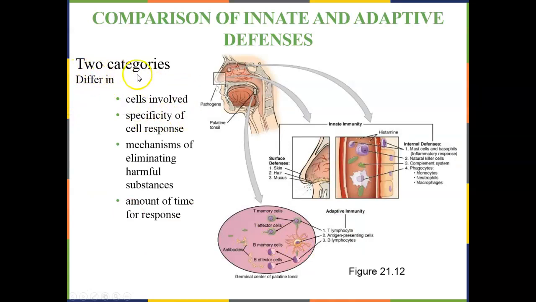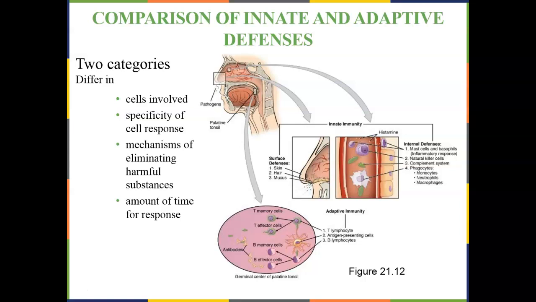So how the categories differ is in the different cells that are involved and how they respond. If you are an innate defense, then you're going to respond the same way in the same amount of time with every single pathogen. It doesn't matter if you are an Ebola virus or if you are a rhinovirus, innate defenses attack equally.